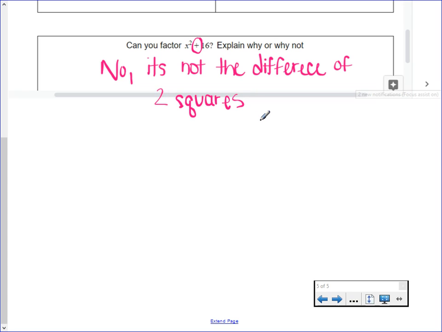It says explain why or why not, but we kind of did. It has to be the difference of two squares.